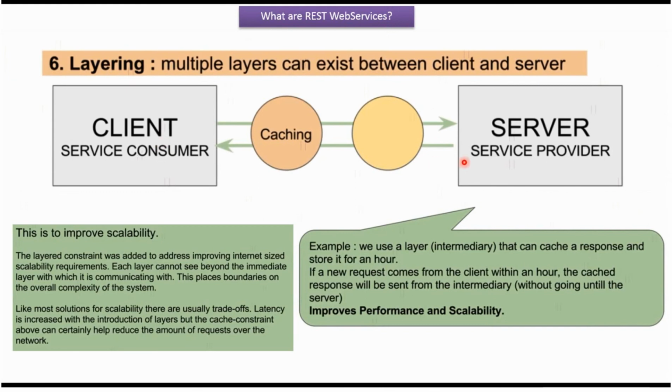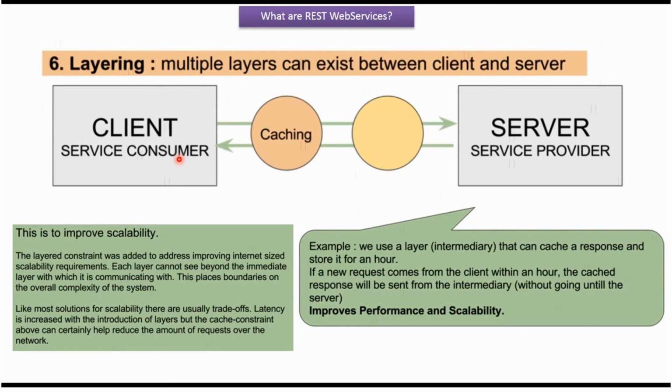Here you can see the client, here you can see the server. In between, a caching layer is there. Suppose a client wants a certain resource, then the request first goes to the caching layer. It will check whether the resource is there in the caching layer or not. And this is the first time request, so the resource won't be there in the caching layer. And the request goes to the server. Server processes the request and sends the resource back to the caching layer. And the caching layer stores that particular resource for an hour, and immediately sends the resource back to the client.